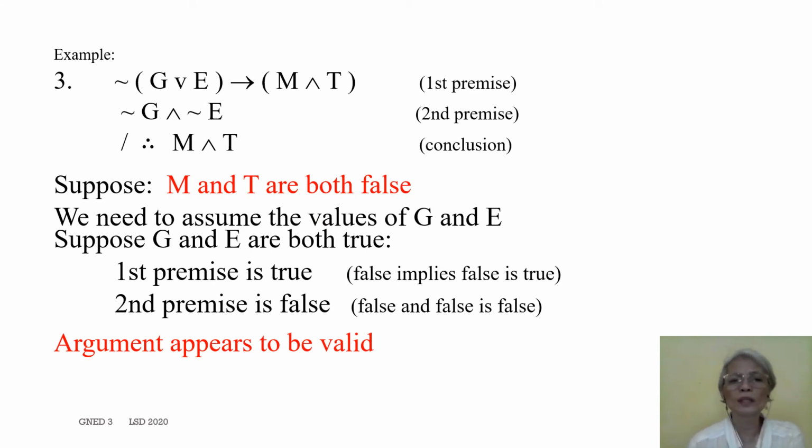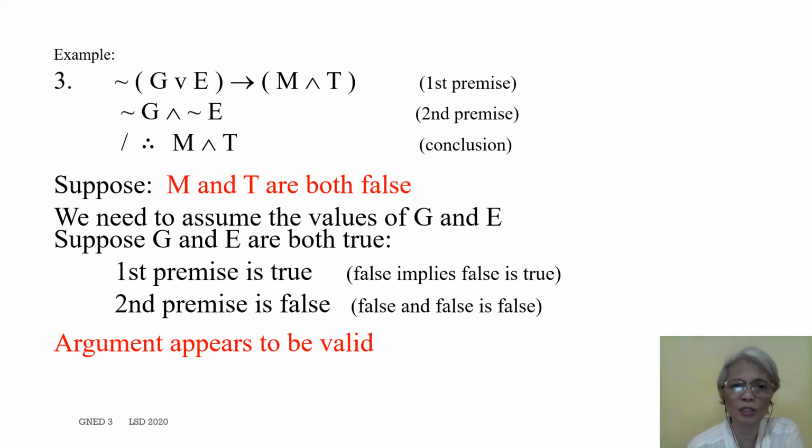Okay. When M and T are both false, and we assume that G and E are both true, no? So, meron tayong dalawang variables na i-assume ng truth values, yung G and E. So, apat din yung possibilities. Pareho silang true, pareho silang false, yung isa sa kanila true, kunwari G yung true, tapos mamaya false si G. So, apat din yung explore natin. So, suppose M and T are false, and suppose G and E are both true.